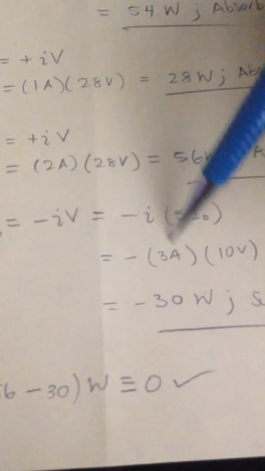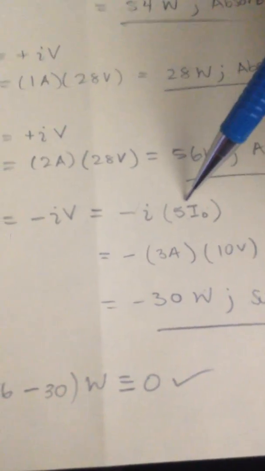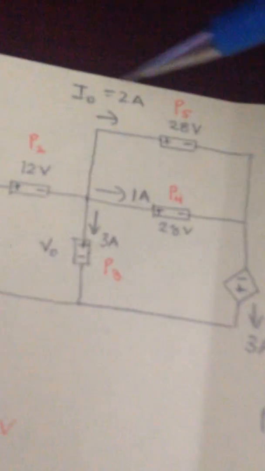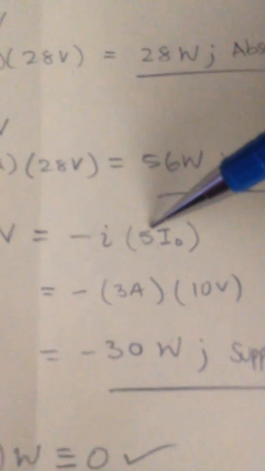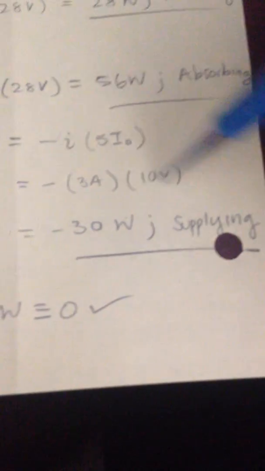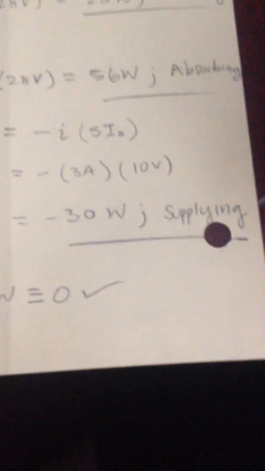We know the current is 3 amps. Now the voltage is going to be in terms of I sub naught. I sub naught, remember, they told us was 2 amps. So if we multiply 5 times 2, we get 10 volts, times the 3 amps, we get 30 watts. And again, power is negative because the current is traveling from negative to positive, so it has to be negative. And then the overall power is negative, which means that this guy is supplying power.